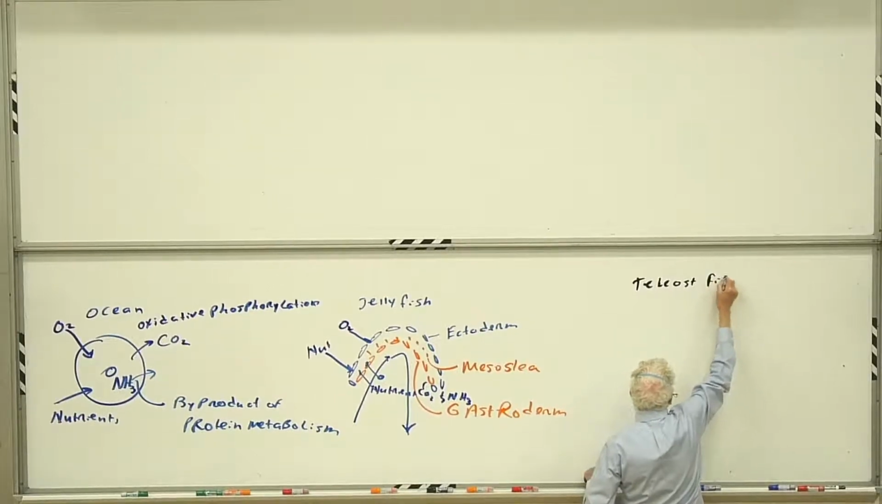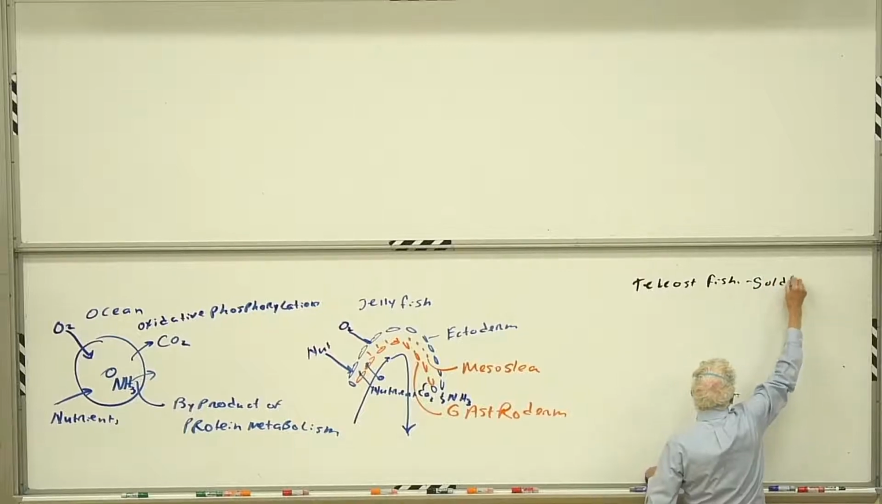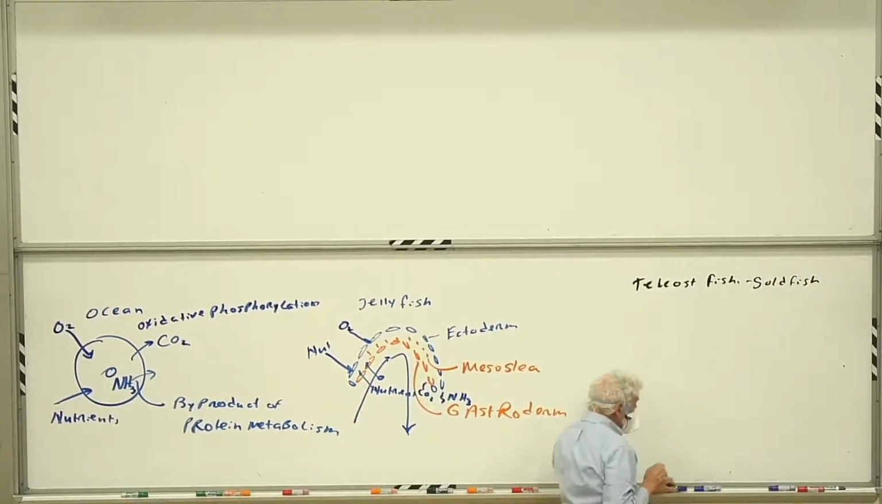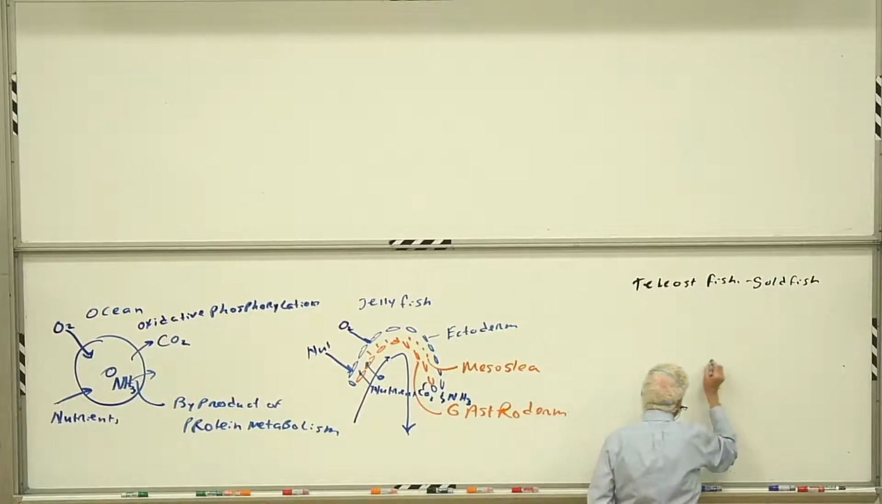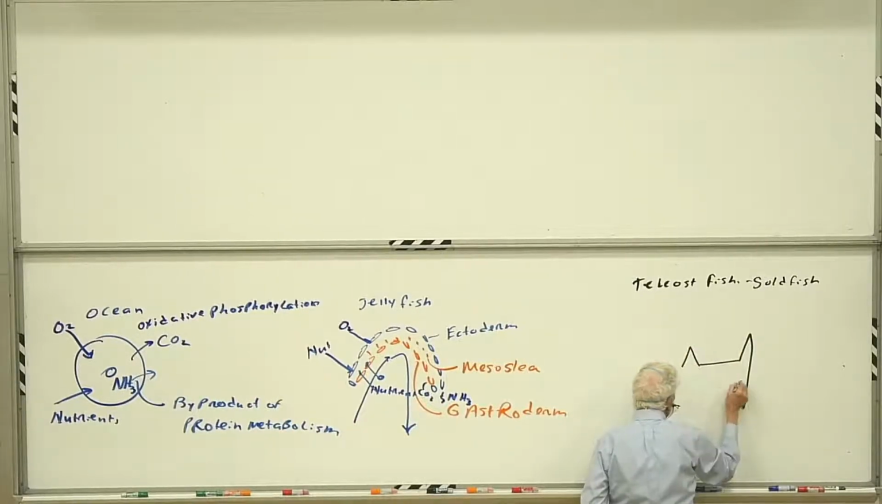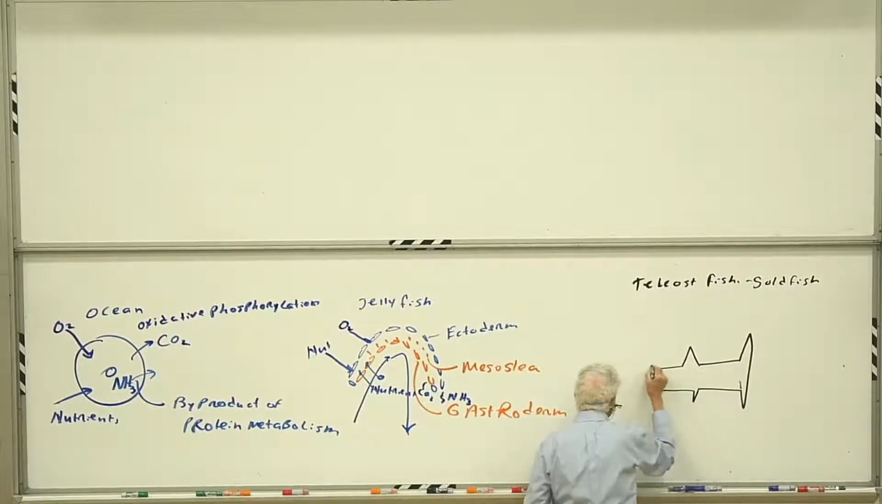Fish. This is like a goldfish. These are all the bony fishes, true bone teleost. And I'll draw sort of a facsimile of one of these. It's a tail. There's a dorsal fin. There's a ventral fin. Then up here's a head. There's an eye. And there's a mouth.